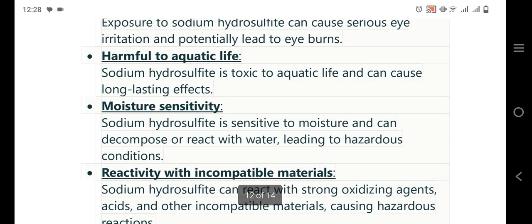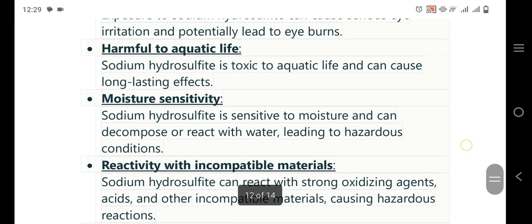Harmful to aquatic life. Sodium hydrosulfide is toxic to aquatic life and can cause long lasting effects. Sodium hydrosulfide can act as a reducing agent, potentially affecting the oxidation reduction balance in aquatic ecosystems. This disturbance in the balance of chemicals and nutrients can disrupt the normal functioning of aquatic organisms and ecosystems. To minimize the risk of harm to aquatic life, it's important to handle and dispose of sodium hydrosulfide properly.